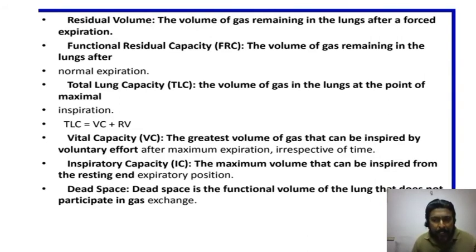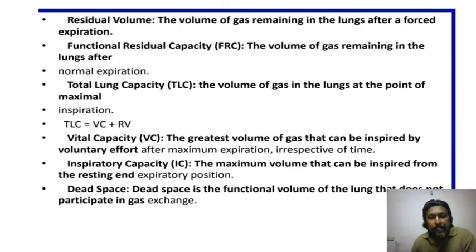The VC is the vital capacity. Again, in the previous slide I mentioned something related to the VC, because IRV, inspiratory reserve volume, also depends upon the VC. It's nothing but VC minus TV plus FRC. I hope you can recollect, or else you can go to the previous slide and check it out. Right.